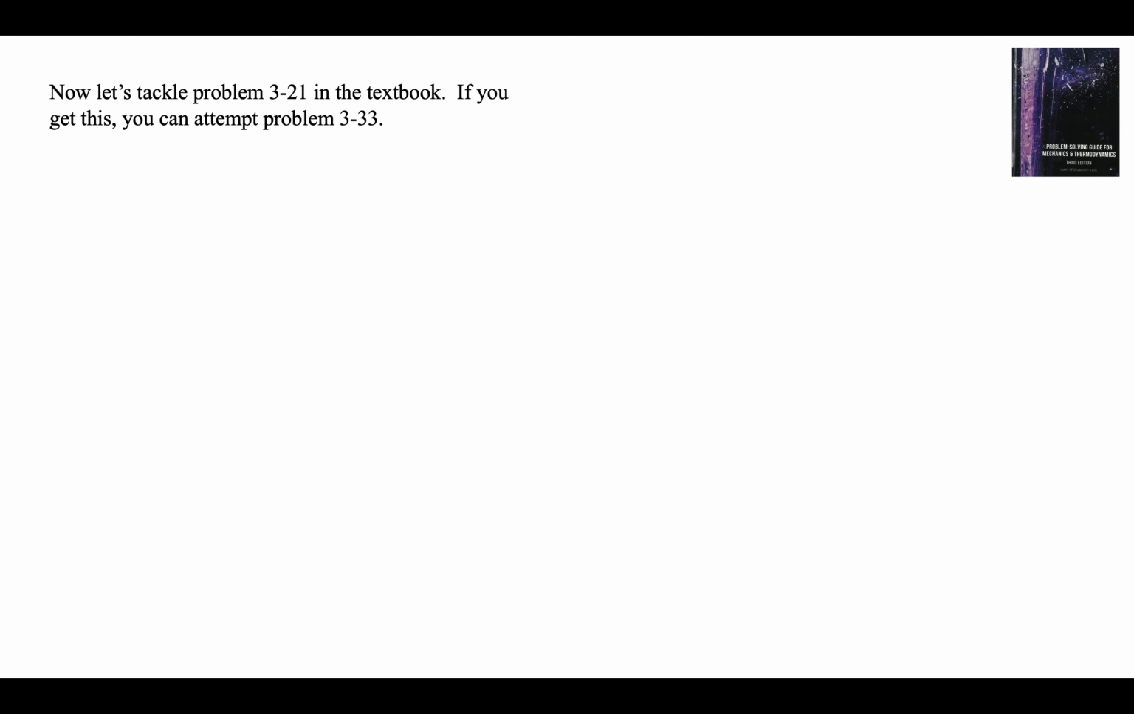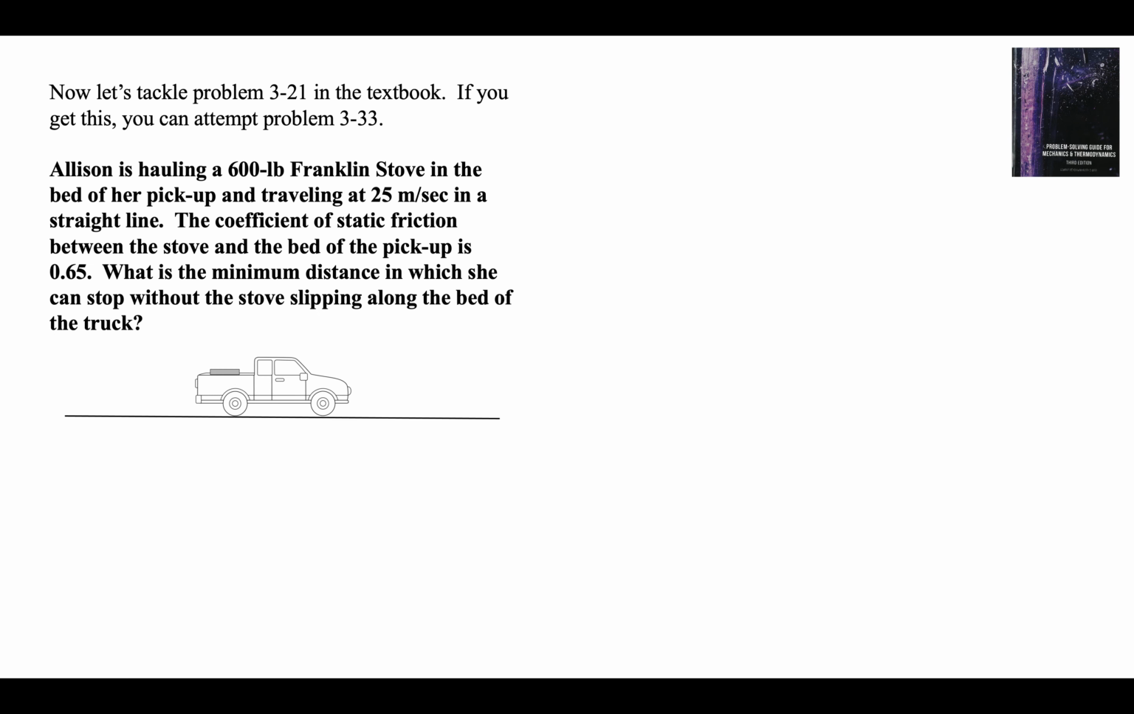Now let's tackle problem 3-21 in the textbook. If you get this, your reward is you can attempt problem 3-33. Allison is hauling a 600-pound Franklin stove. I put the mass in, the weight, in the bed of her pickup truck. She's going 25 meters per second in a straight line. The coefficient of static friction between the stove and the bed of the pickup is 0.65.